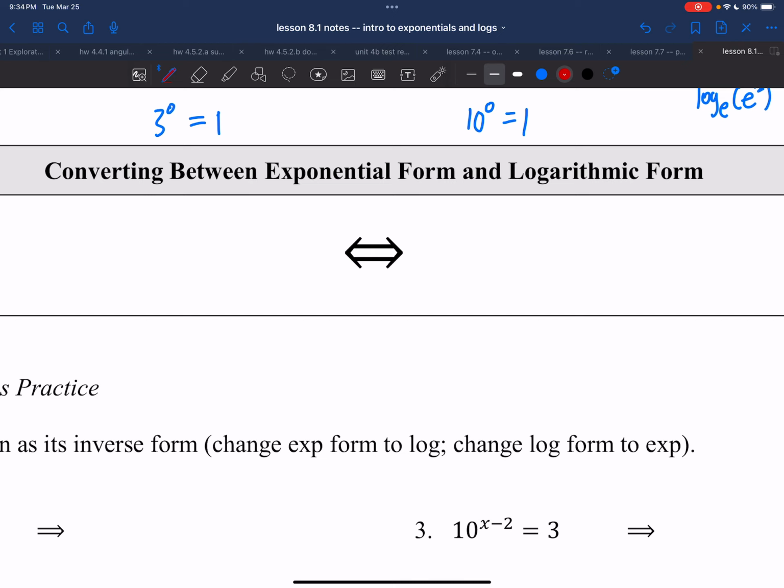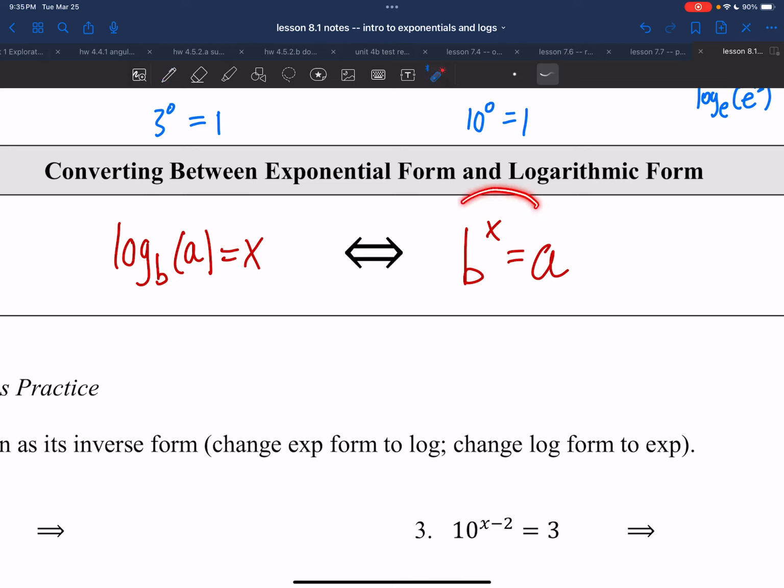Well, if you write something in logarithmic form, like this, right? Log base b of a equals x. The equivalent form inverted as an exponential has the base b, the exponent x, which is what it's equal to, is the argument, which is a. And that is the conversion. What this means is you can take any exponential expression and convert it into a logarithm.